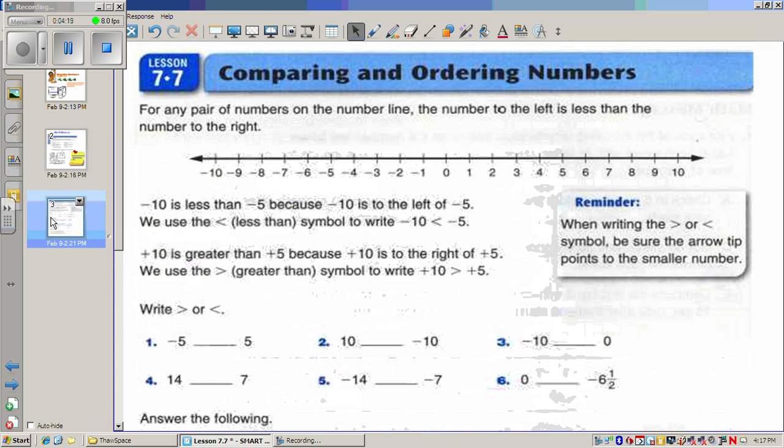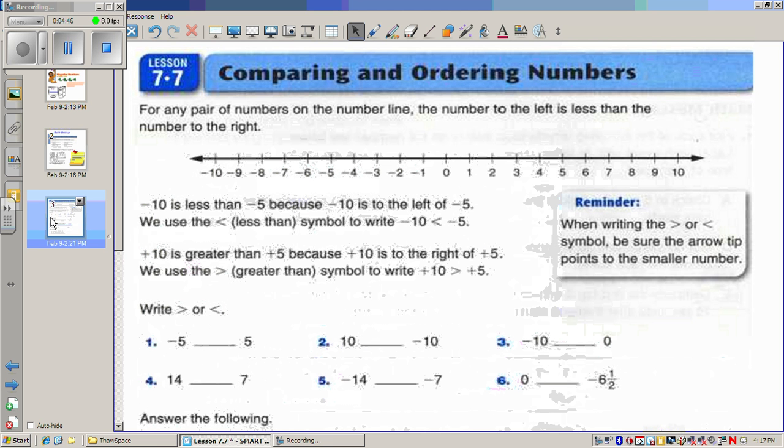Okay, now another way to think about that is, would I rather be in the hole $5 or $10? If I'm in the hole $10, that means I'm in the hole more. So negative 10 is to the left of negative 5. We use the less than symbol to write negative 10 is less than negative 5. And that's a good way to think about it.